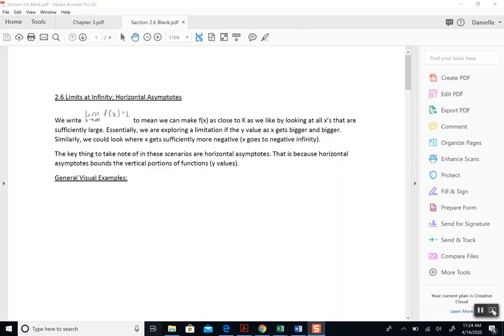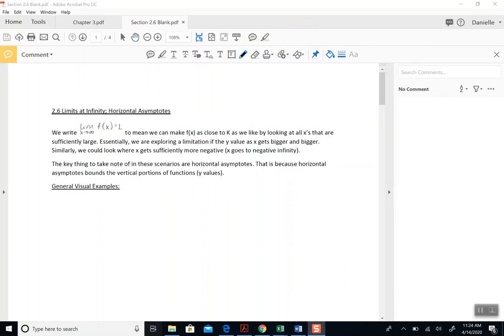So let's go ahead and look at this visually, and then we'll do a few algebraic examples. All right, so visually, the key thing to take note of are horizontal asymptotes. That's because horizontal asymptotes bound us in the vertical, or we could say the y direction. I will give a few different examples here.